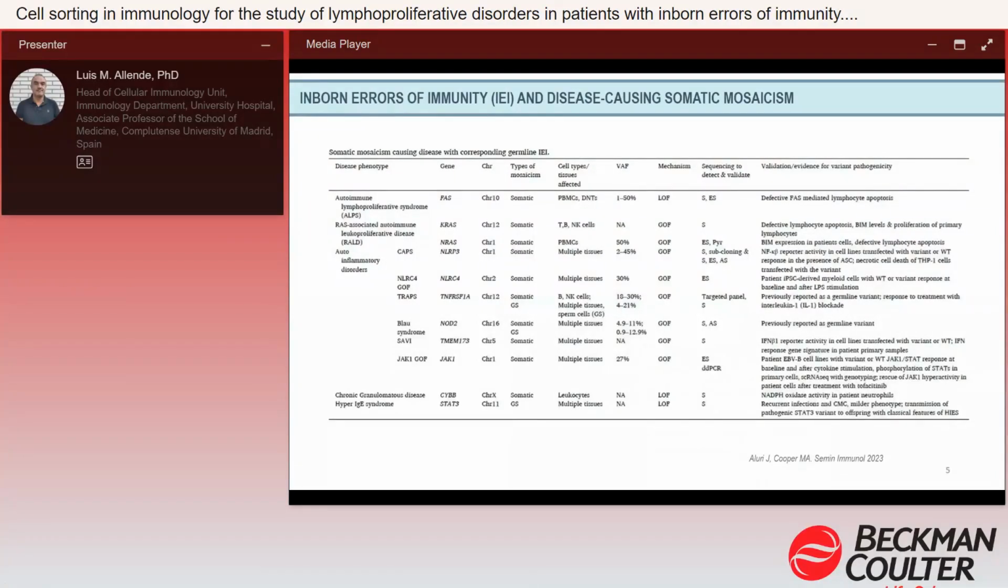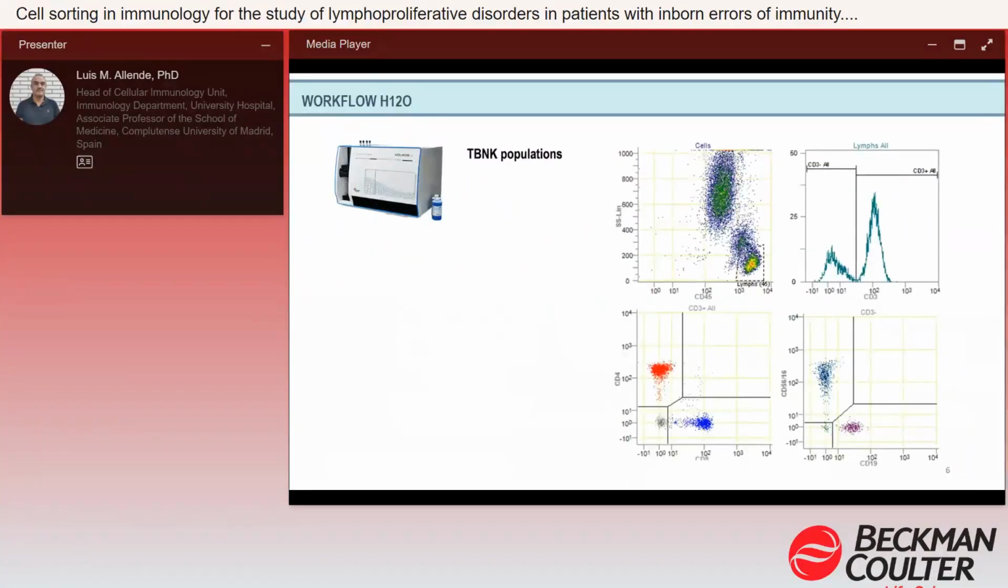There are some challenges in detecting low-level somatic variants, and it is likely that the extent of the somatic mosaicisms causing primary immunodeficiency is largely uncharted. In my department, in the Cellular Immunology unit, we are responsible for the immunological study of patients with suspected secondary or primary immunodeficiencies. For this purpose, flow cytometry is a very important tool in our daily work.